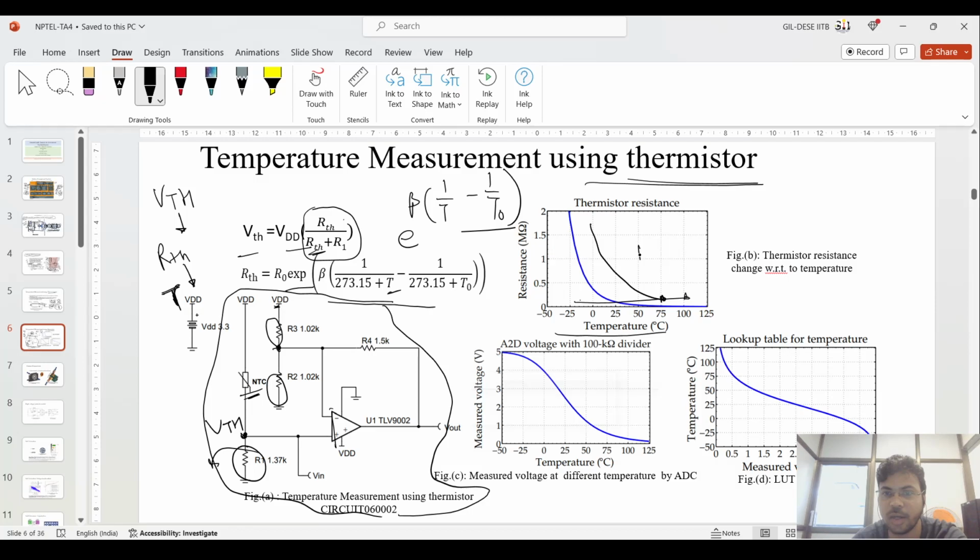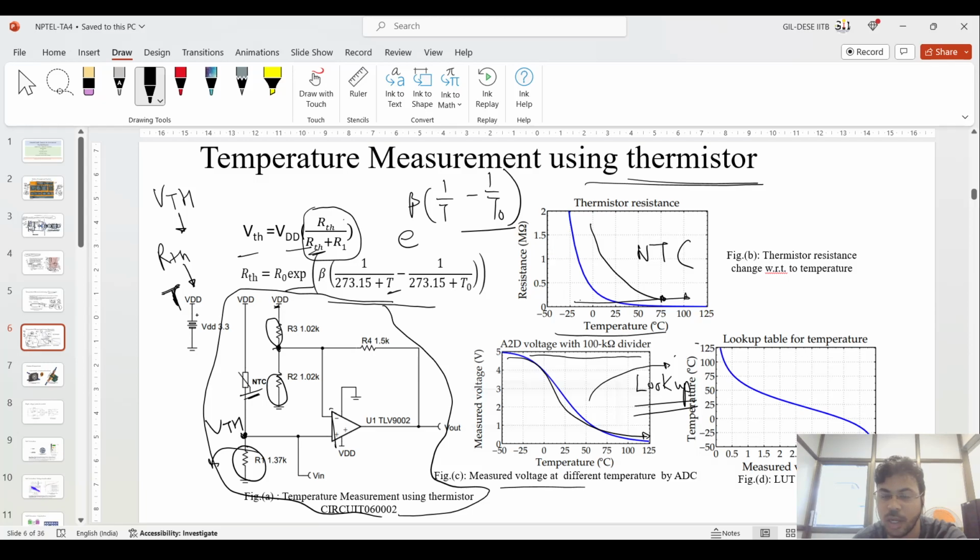I have given the examples also. If you see this, with increasing temperature, this resistance is going down. This is the NTC kind of thermistor. And the same data, if you see this A to D voltage with 100 kilo ohm resistors, that is the measured voltage, and it is fed to some lookup table.